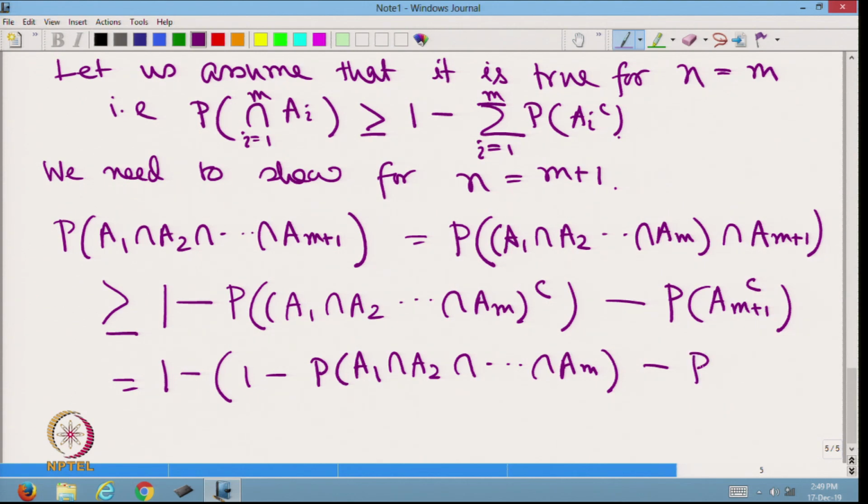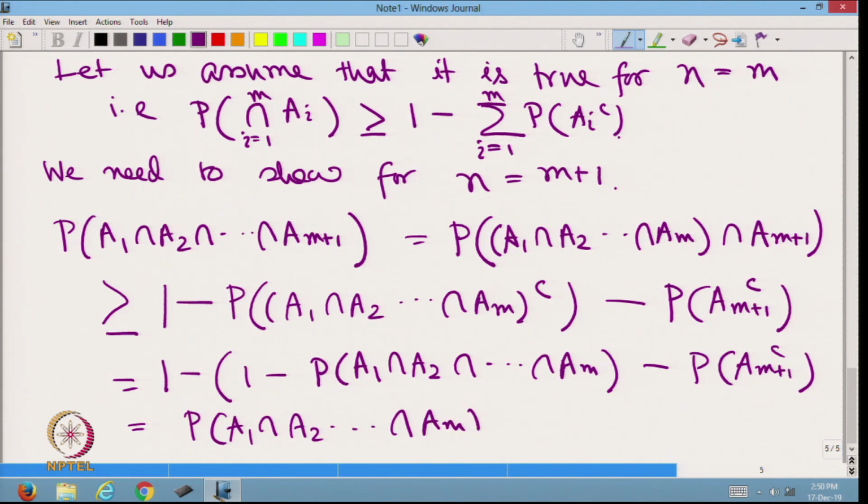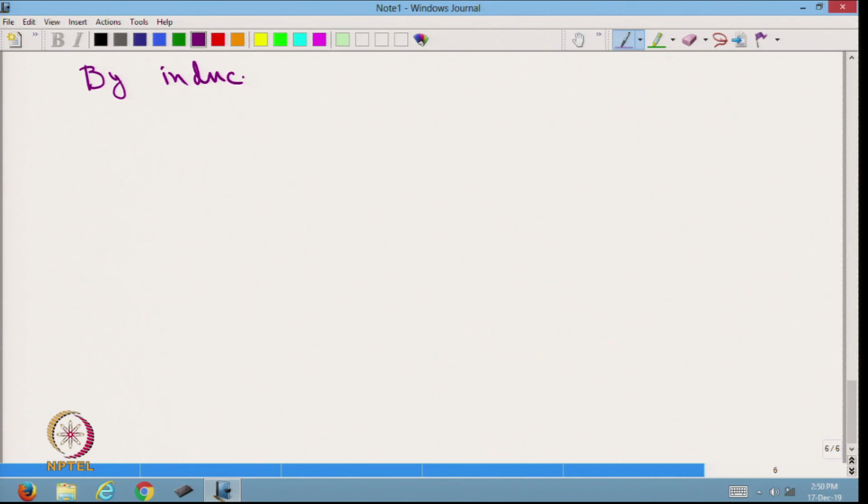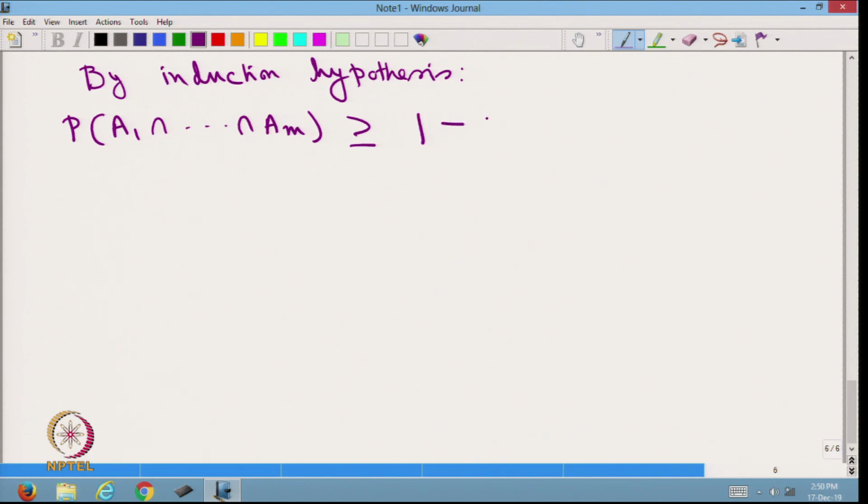minus probability of Am plus 1 complement, which is equal to probability of A1 intersection A2 intersection Am minus probability of Am plus 1 complement. By induction hypothesis, probability of A1 intersection A2 intersection Am is greater than or equal to 1 minus sigma i equal to 1 to m probability of Ai complement.